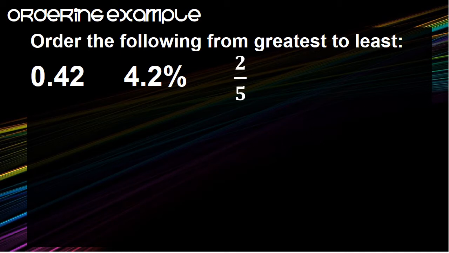So now I'm given this example. I'm going to order the following from greatest, so that's the biggest, and I'm going to the least, or the smallest.